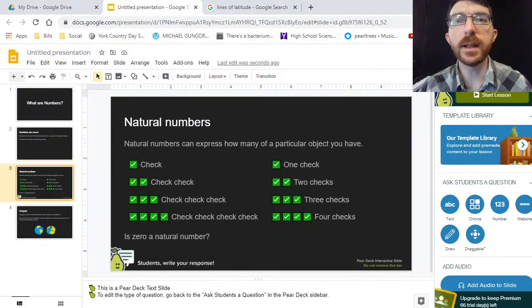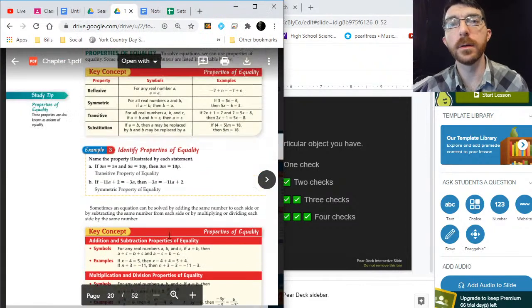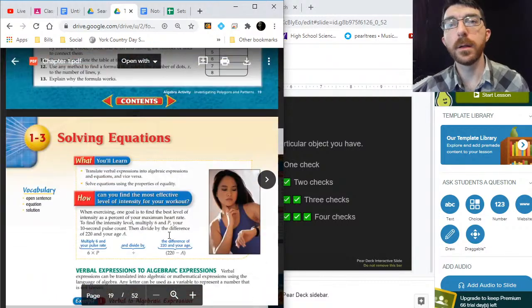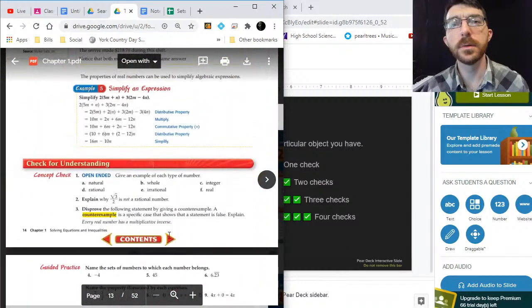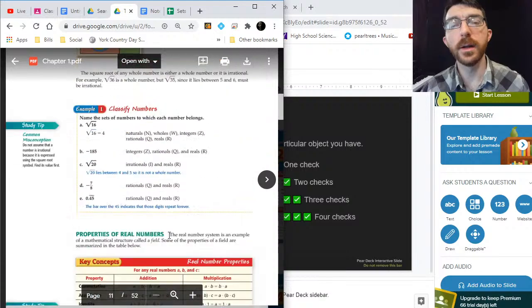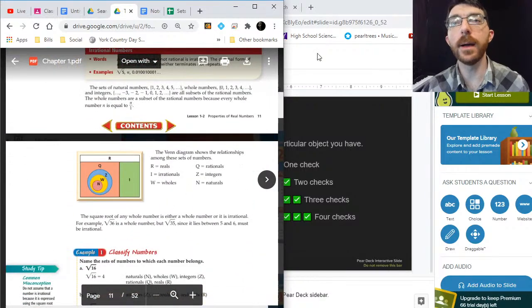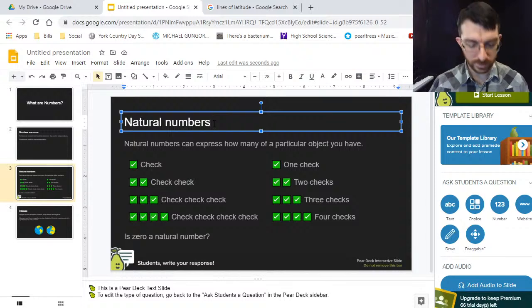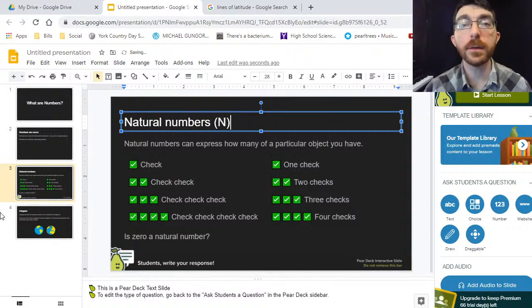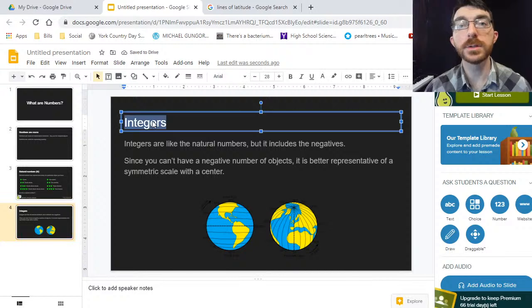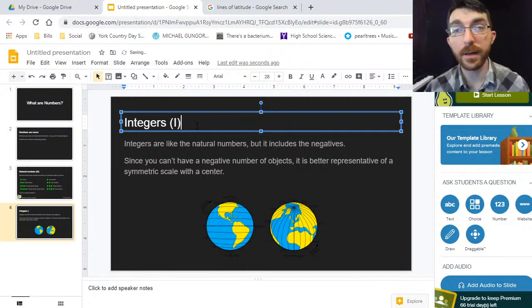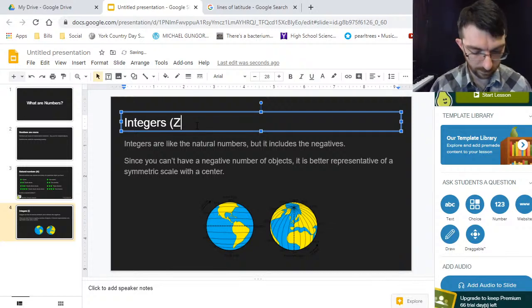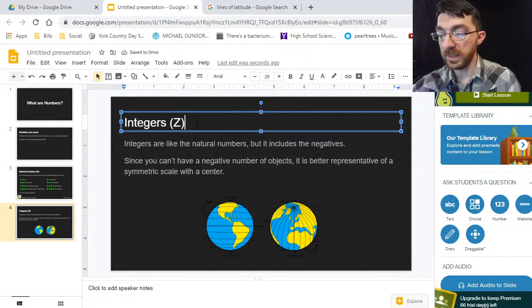Okay, so let's see. Natural numbers. Was that N? What's the symbol for... Is it N, natural numbers? Come on. There we go. N. Yeah, all right. Natural numbers, N. Integers. I. Wait a minute. No, Z. Sorry, that's irrationals. Integers, Z.